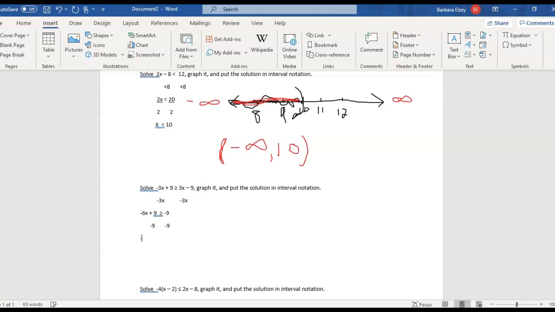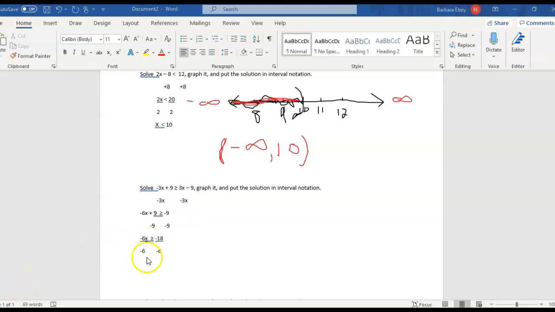I get negative 6x on the left. I've got my greater than symbol again. My 9's canceled out, and negative 9 and negative 9, be careful, that's negative 18. Now we're going to divide out the negative 6 that's still with our x, but this is a negative, so I have to keep them. Dividing by a negative flips this inequality.